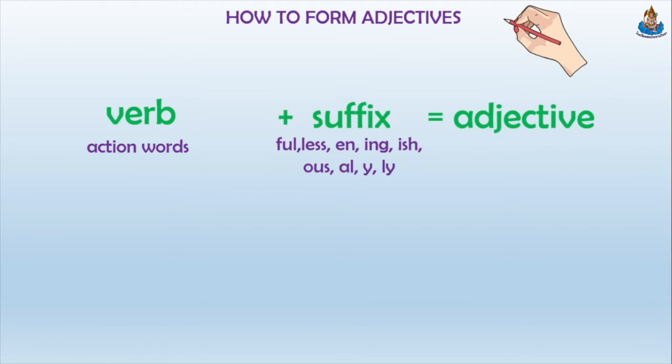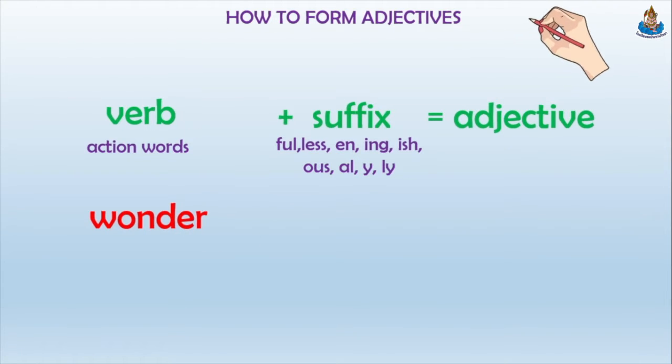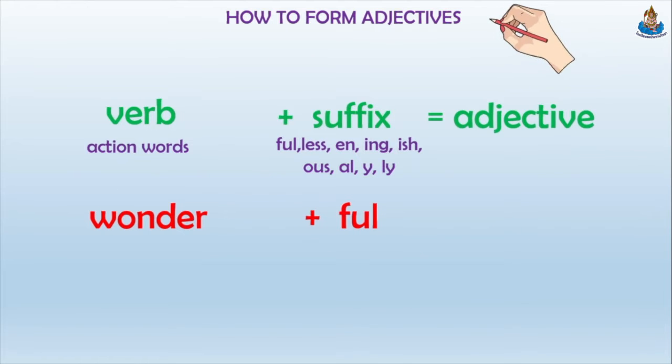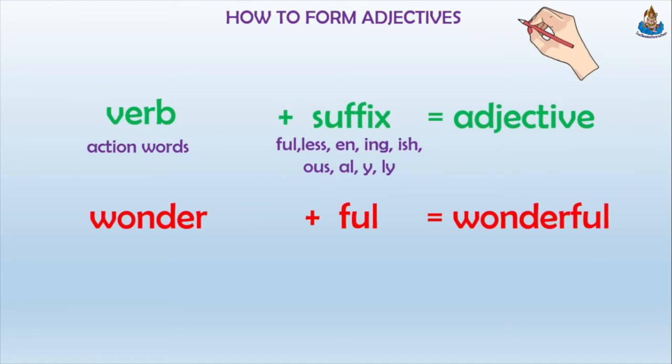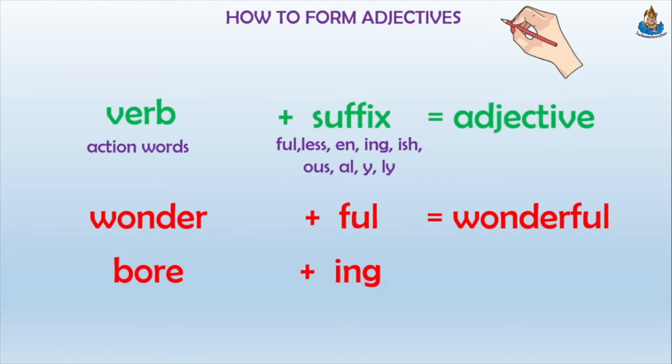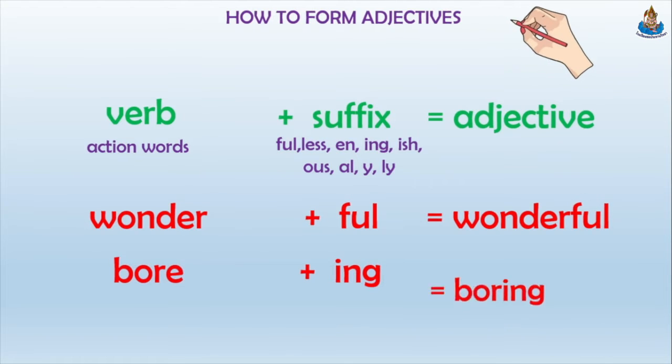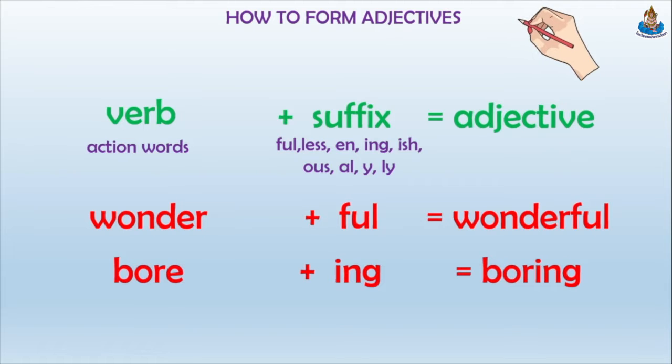We can also add suffixes to verbs to form adjectives, just like in the following words that we have here. Wonder, we add a certain suffix, and the appropriate suffix for this one is full. So wonder plus full becomes wonderful. Another example, we have the word bore, which is also a verb, plus the suffix ing, it then becomes boring. That is how you make adjectives from verbs by adding a suffix.